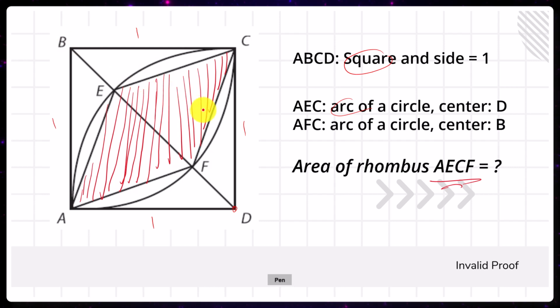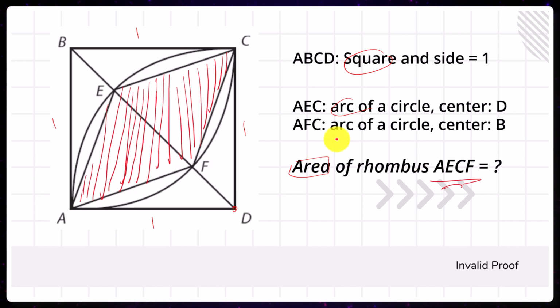What we are going to calculate is the area of this rhombus AECF. This is what the question has given us, and we are going to see what we can do with this. I recommend you pause the video and try to solve it by yourself, and then come back to the video and see if you did it correctly or if you made a mistake, and try to just learn something.